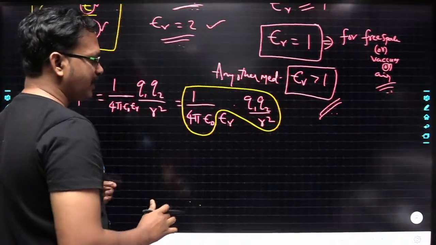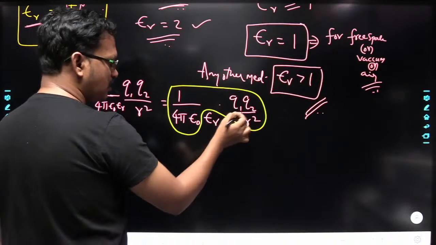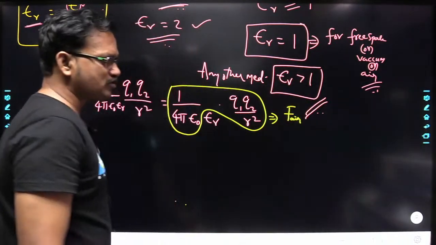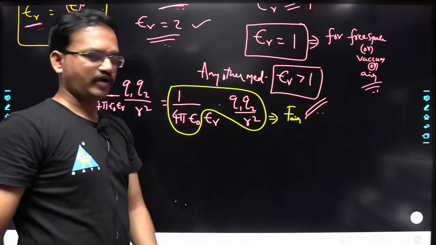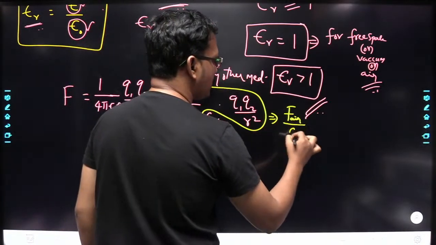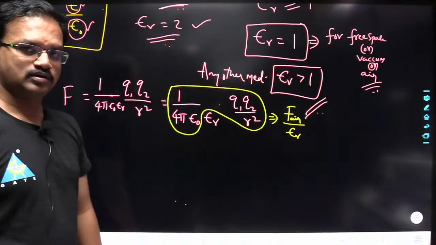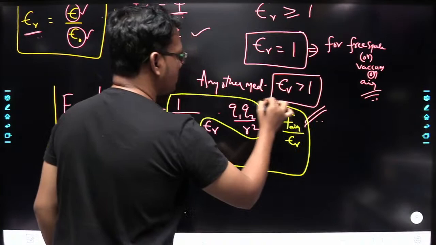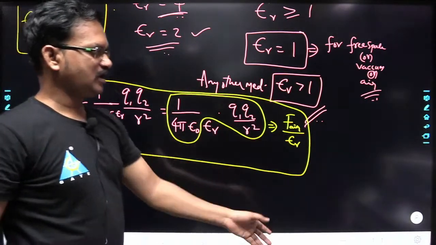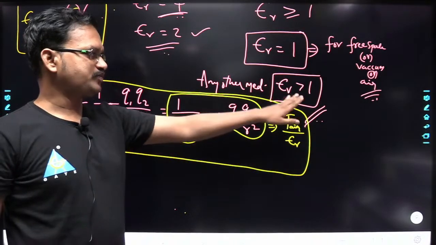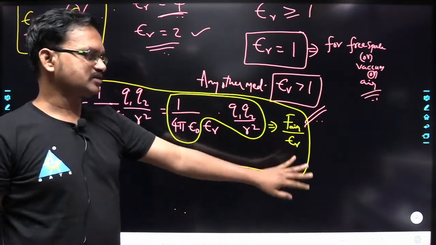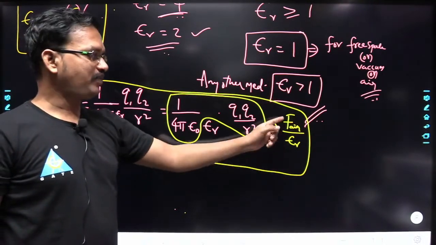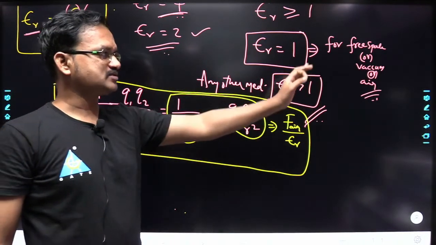So I can consider Q1 Q2 by 4 pi epsilon naught r square as F naught, or F air or free space, the force that is calculated in air medium, free space or vacuum, divided by epsilon r. Now from here, what can we conclude? For any other medium, epsilon r is greater than 1. So if epsilon r is greater than 1, the force will be lesser in that medium when compared to air, free space or vacuum.